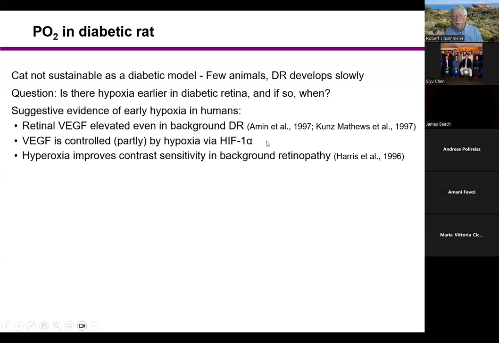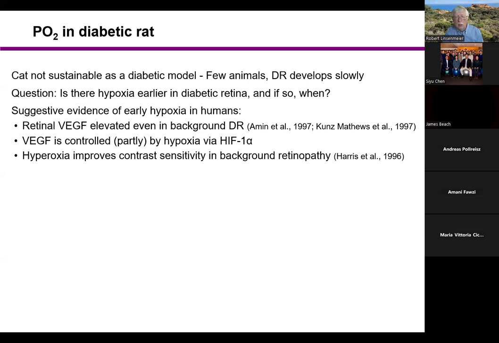It is controlled by other things, and that's not often recognized. But hypoxia-inducible factor is one of the main controls of it. And there's this intriguing result that hyperoxia improves contrast sensitivity in humans with background retinopathy. And it doesn't do that in normal humans. So that suggests that the retina must have been a little hypoxic before the hyperoxia. Otherwise, hyperoxia would not have had any effect.